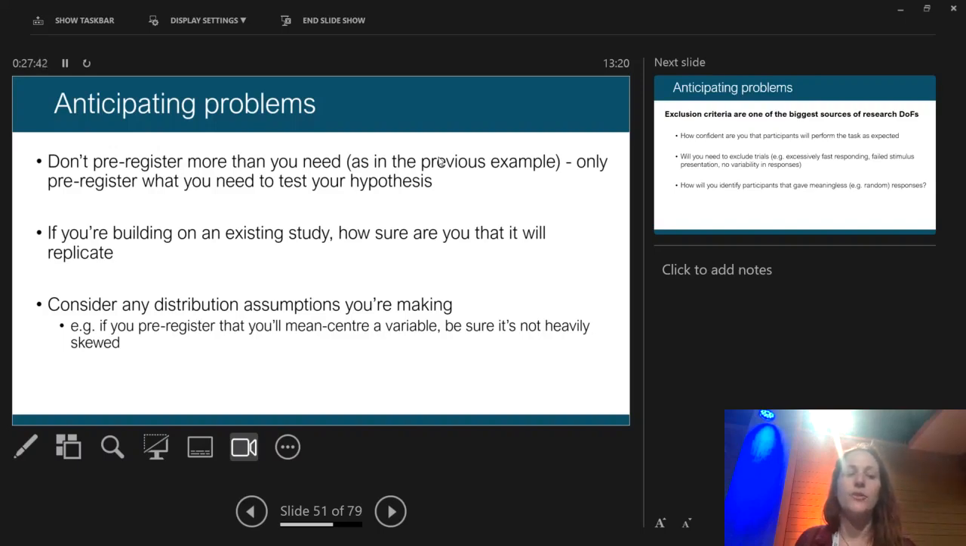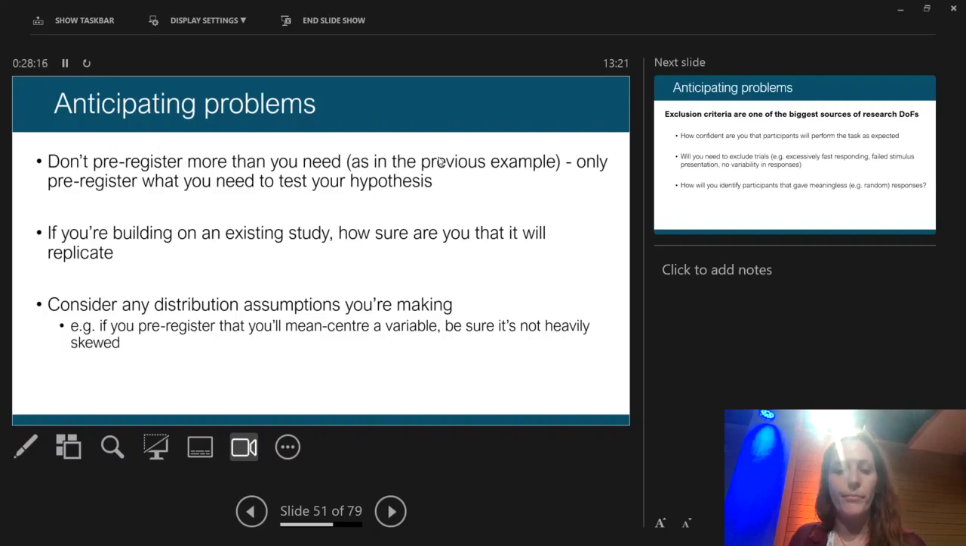And a third one is to consider any distributional assumptions you're making about your data. So, for example, if you pre-register that you're going to collect some variable, so a questionnaire measure or something, and you're going to mean center it so that the average is 0 before you put it into a regression, that's not going to be great if your variable is very heavily skewed. If it's distributed like this, mean is a terrible summary statistic for that data.